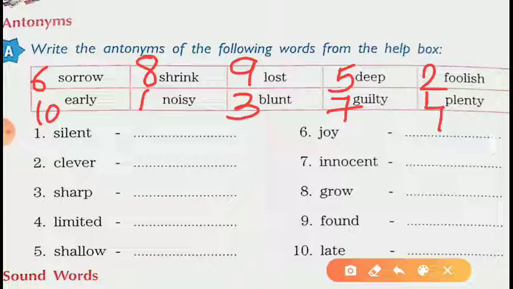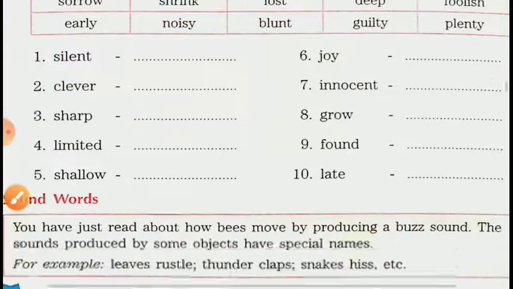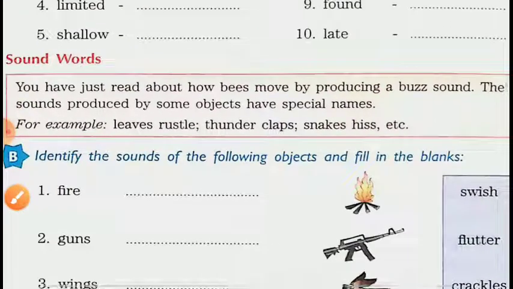And students, you need to learn them. Like here, if the word silent is given, you need to write noisy. Now, if the word noisy is given, you need to know that the opposite, the antonym of noisy is silent. So children, you have to learn from both sides. Silent, noisy, noisy, silent. Now after this, children, the next exercise is on sound words.